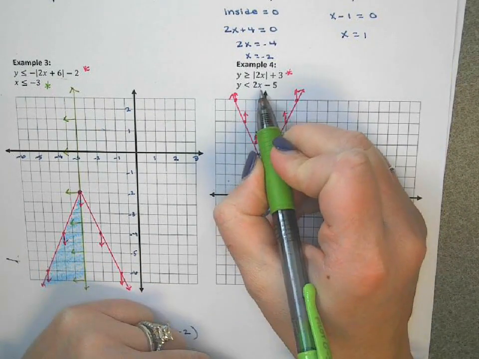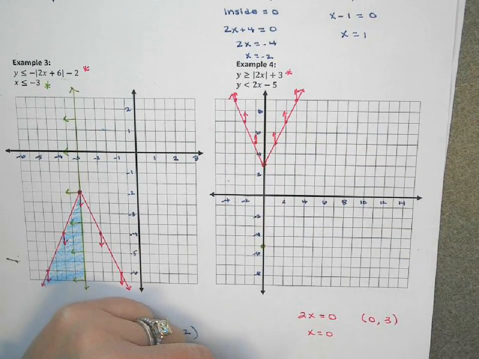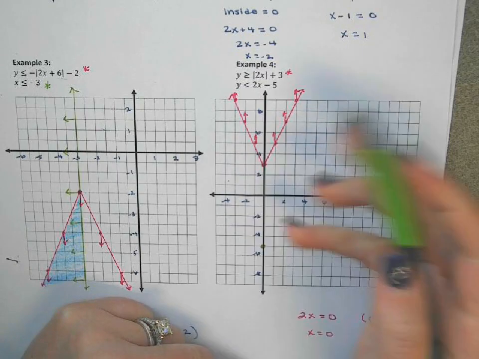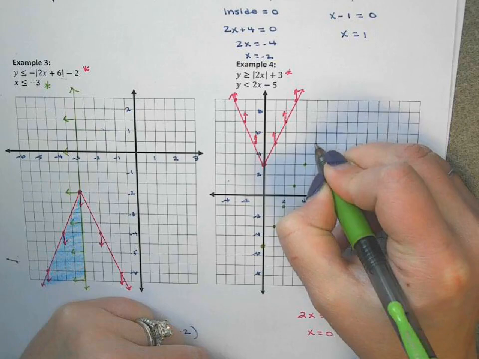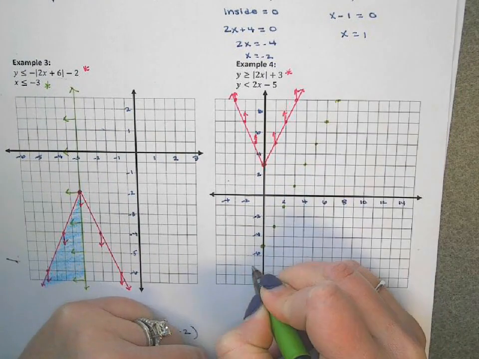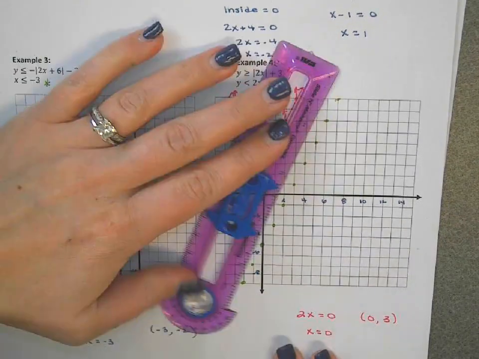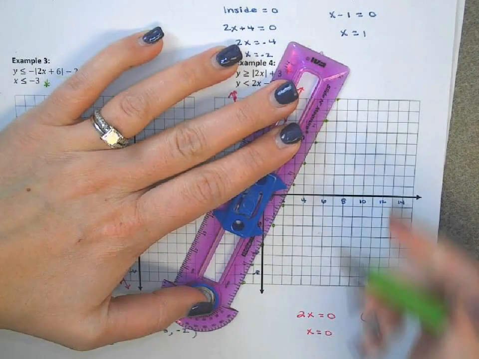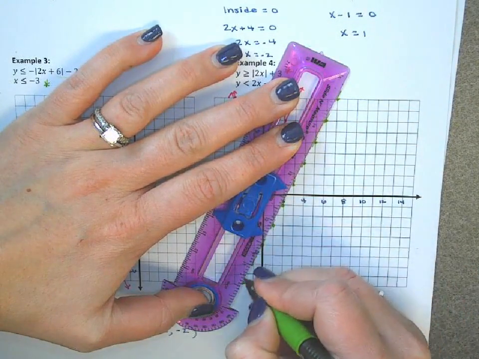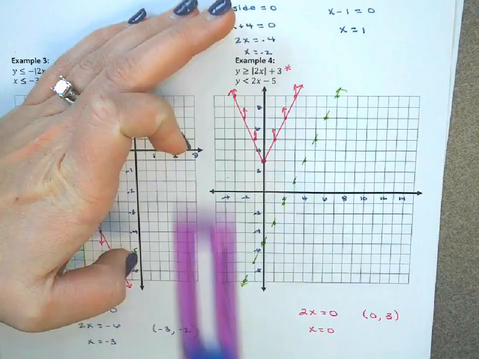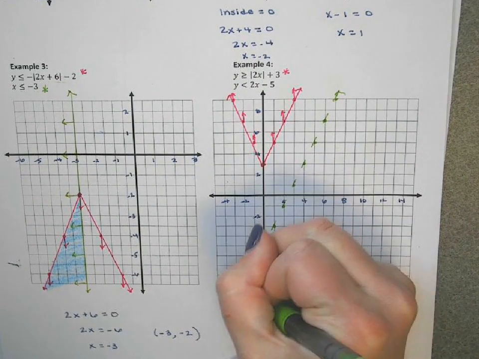Y is less than 2x minus 5. The y-intercept is at negative 5. 2x is up 2, right 1. I get all those on there. And that's going to be a dashed line. And then y is less than, so these go down.